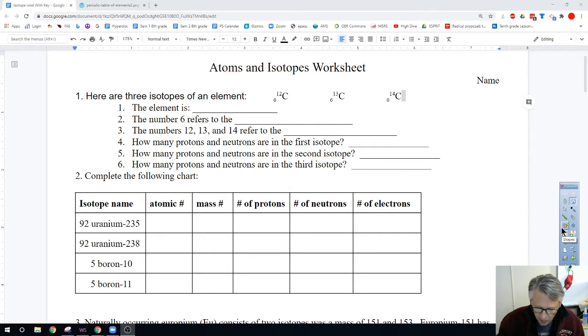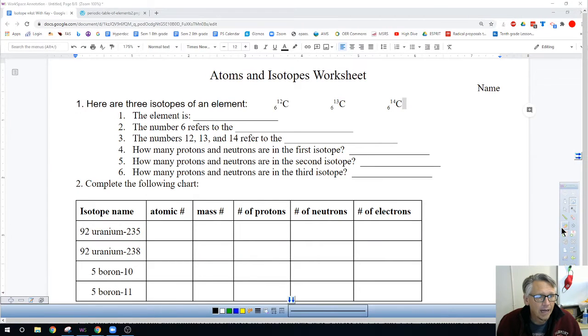Okay, I am going to go over the first page of the isotopes worksheet. And as we go through this, I will be switching back and forth to the periodic table. So here are three isotopes of the element. The element is carbon.